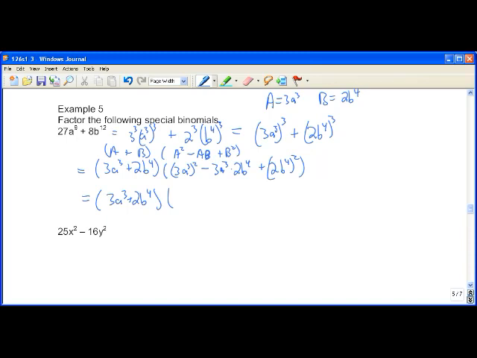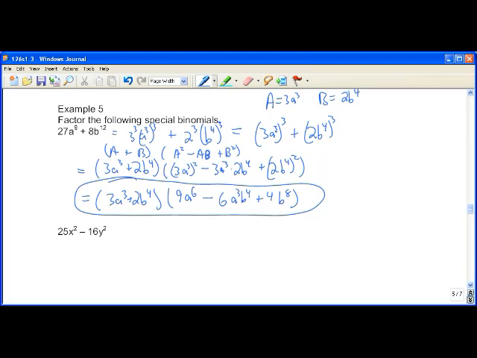In the first part, 3a cubed plus 2b to the 4th, that's not going to change. We're done with that. We can do some stuff with the rest of this. 3a cubed squared. Well, 3 squared is 9. A cubed squared is a to the 6th. 3 times 2 is 6. A cubed b to the 4th. 2 squared is 4. B to the 8th. And that's it.